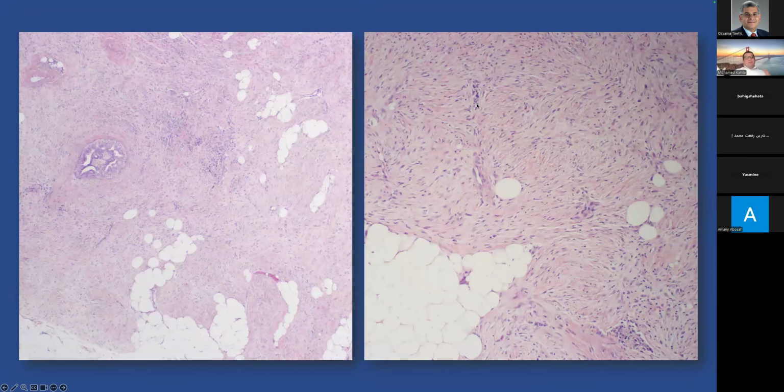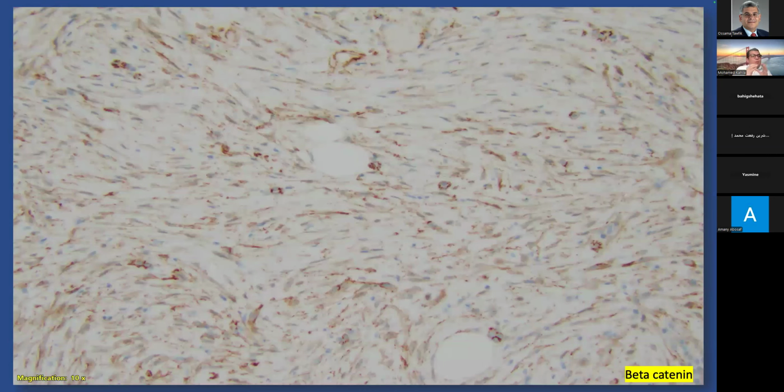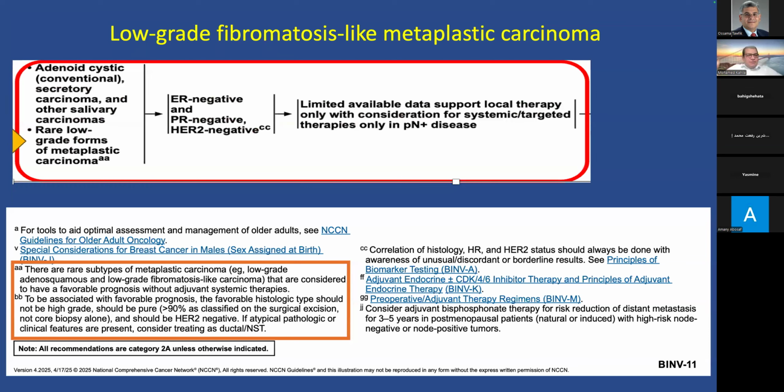But if you go back to the H&E to look at the case, it has those long sweeping fascicles and entrapping adipose tissue and entrapping duct. It gives you the feeling of fibromatosis, desmoid fibromatosis. So this is a case that morphologically mimics fibromatosis, but it's picking up keratin. So this is a low-grade fibromatosis-like metaplastic carcinoma. And those are one of the good metaplastic. So this is a beta-catenin, which is normal. In fibromatosis, you will have aberrant nuclear expression. It's negative here.